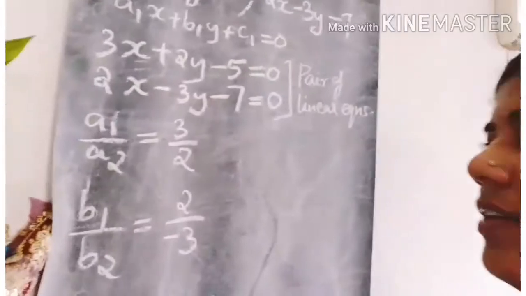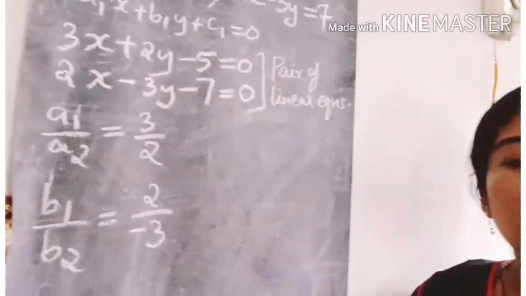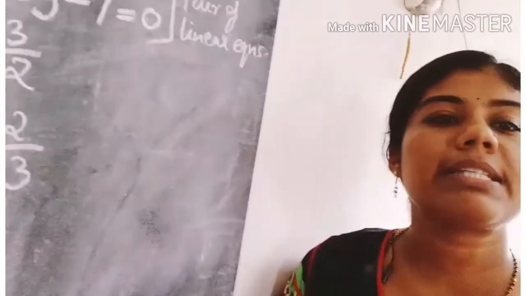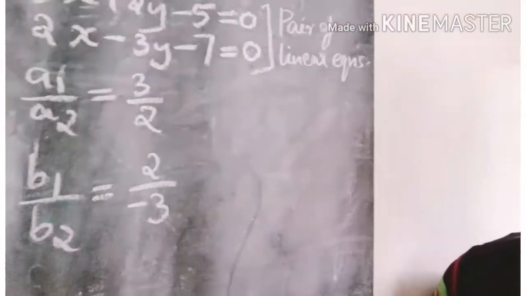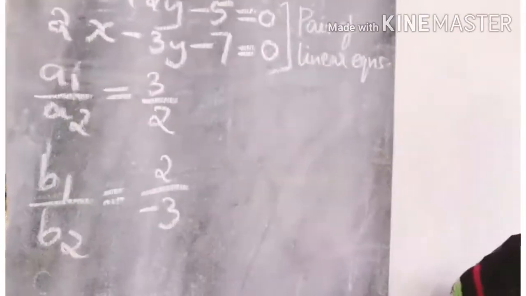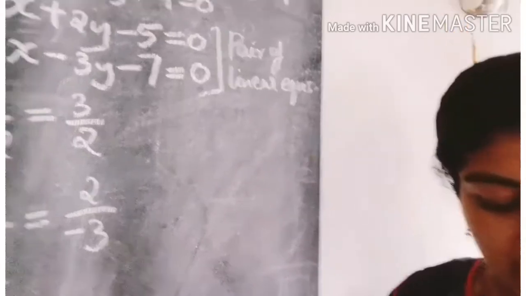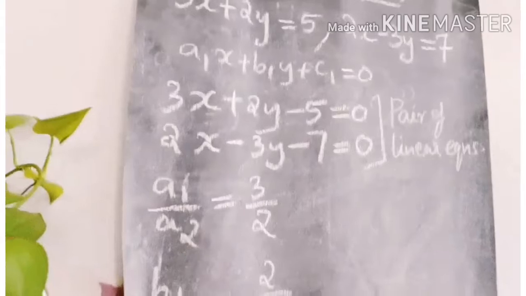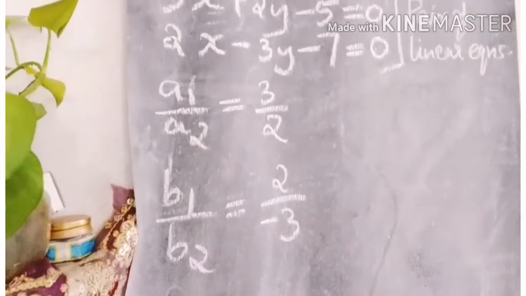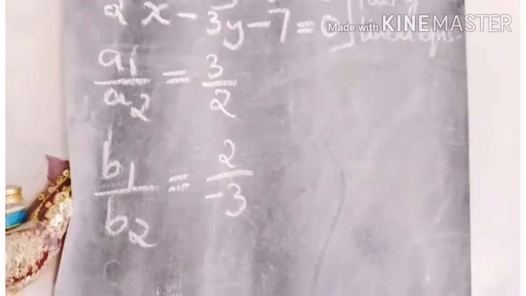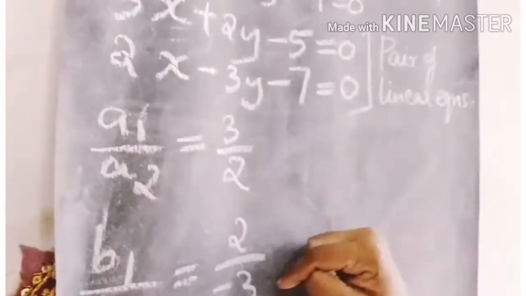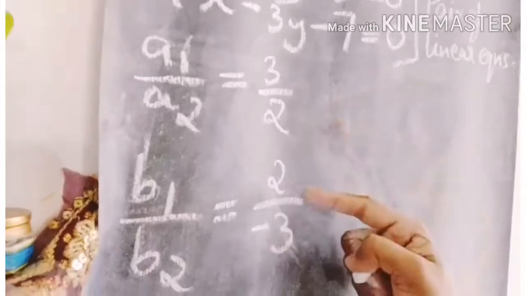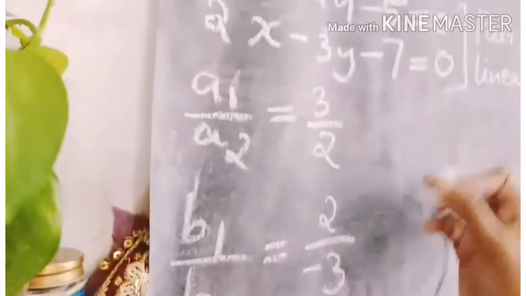That is not needed. We are just checking whether A1 by A2 is equal to B1 by B2 or not. If we get that, C1 by C2 is not needed. If A1 by A2 is not equal to B1 by B2, then the pair of equations is consistent. So let's check whether 3 by 2 is equal to 2 by minus 3. Is it equal or not? Not equal.